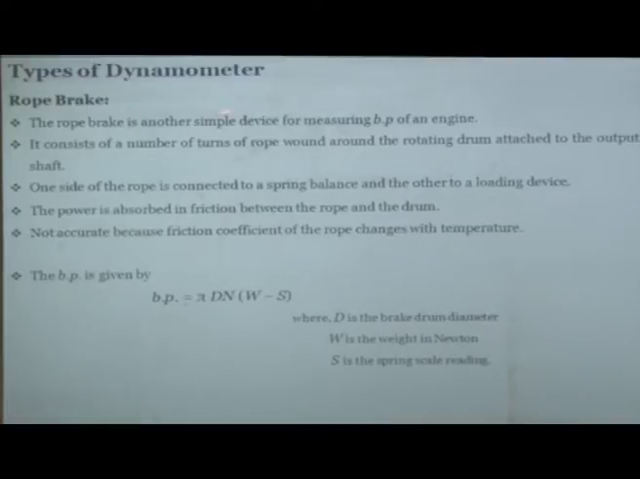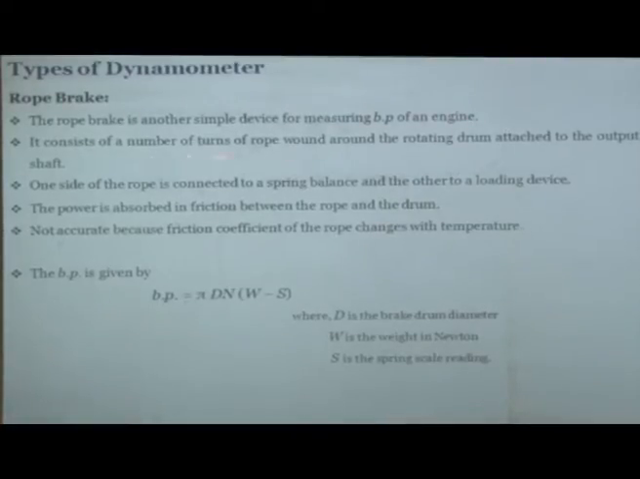So the rope brake is another simple device for measuring the brake power of an engine. It consists of a number of turns of rope wound around the rotating drum, which is attached to the output shaft. One side of the rope is connected to a spring balance and the other side to a load, where you know how many kilograms you have applied. Okay, the power is absorbed in friction between the rope and the drum. It is not accurate because the friction coefficient of the rope changes with temperature.